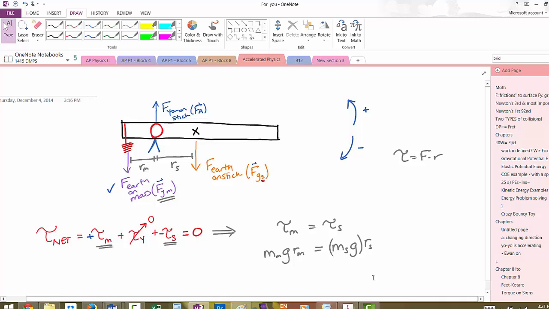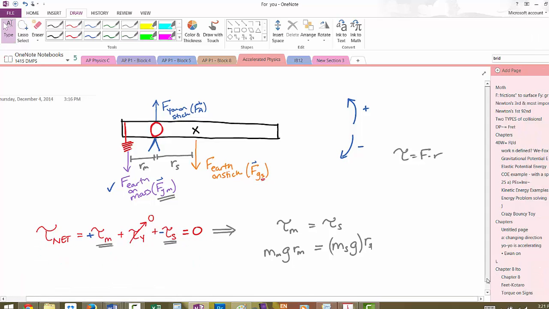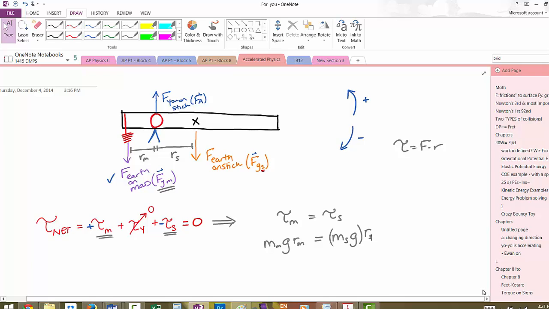Okay, so the whole game here, what we're really trying to do is to get an expression that we can graph so that we can find the mass of the stick. If we take a look at this, we can see that there's a g on both sides, so those are going to go away. So now we're left with m sub m times r sub m equals m sub s times r sub s. And then you're like, okay, well, I don't really know what's going on here, but there's one other little piece of information we know.